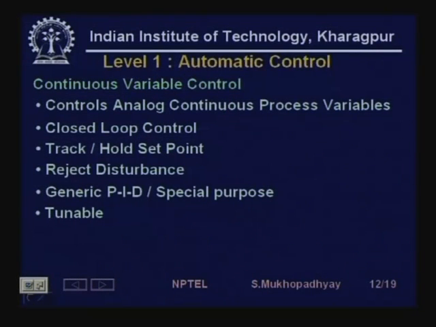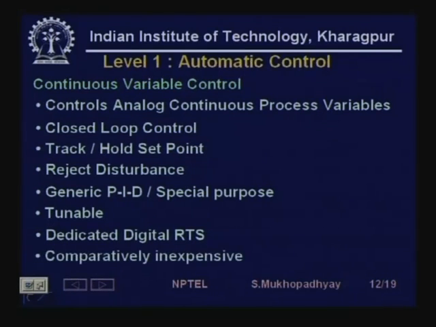Now because they are generic, they have to be tuned for a specific plant. So you have to set controller gains for that specific plant, and that is called tuning. So these controllers are tunable and they require tuning from time to time, and they are implemented typically on digital real time systems, like basically a processor system with an interface with the sensors and with an interface to the actuators. So it's a kind of microprocessor based system, and these are generally very inexpensive. Typically a control system is less than 5% cost of the plant it controls. So the controller is actually very cheap, although it does a very critical job. So this is what you find in automatic control.